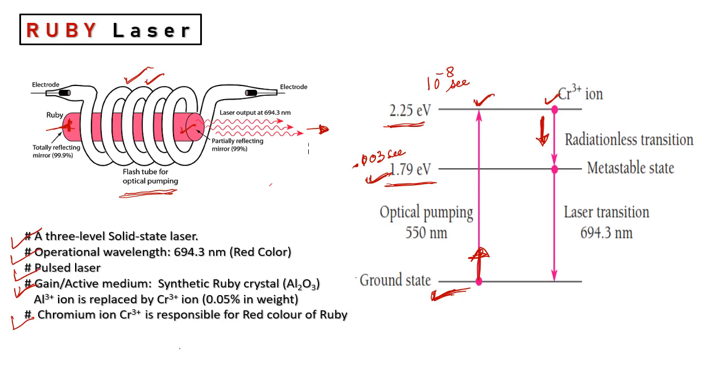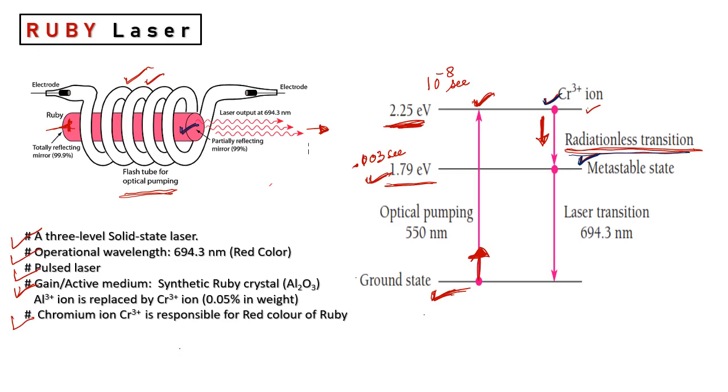And since the atoms coming from this state to this metastable state lose their energy through collision with the other ions present in the crystal, this is a radiationless transition. So the chromium ions, by gaining energy, go from the ground state to this higher energy state, which is 2.25 electron volt, and then from this level they come to this level by collision with the other ions present in this active system. Therefore this is a radiationless transition.